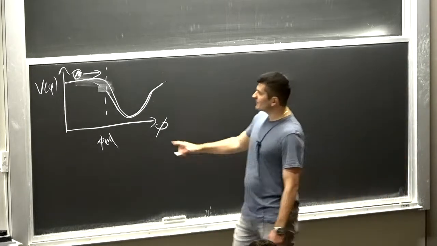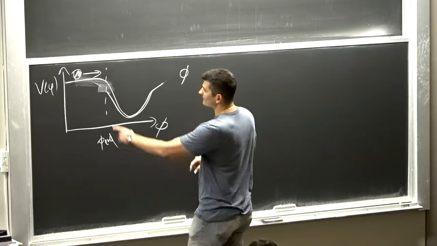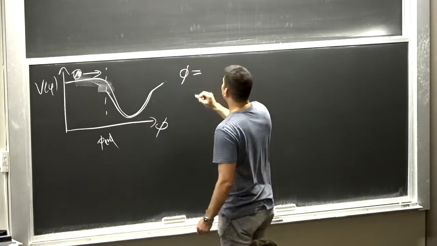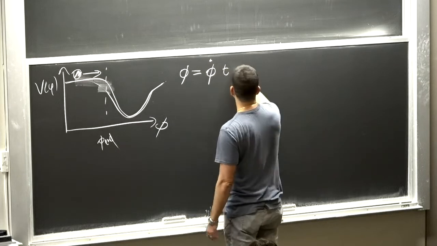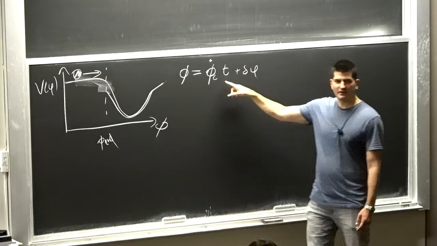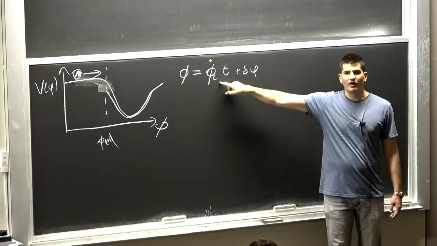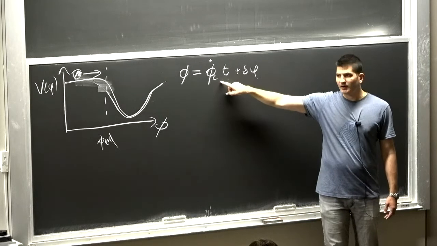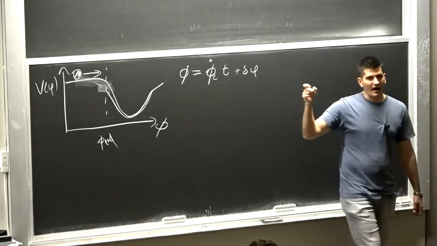OK? In this picture, the role of the clock is the fact that it's rolling slowly up here. The idea is that phi is basically phi dot times t plus fluctuations. So this is the classical motion. And I put a t here because the slow roll conditions usually mean that it evolves very close to linearly in time. So this is an example where the scalar field phi is playing the role of the clock.